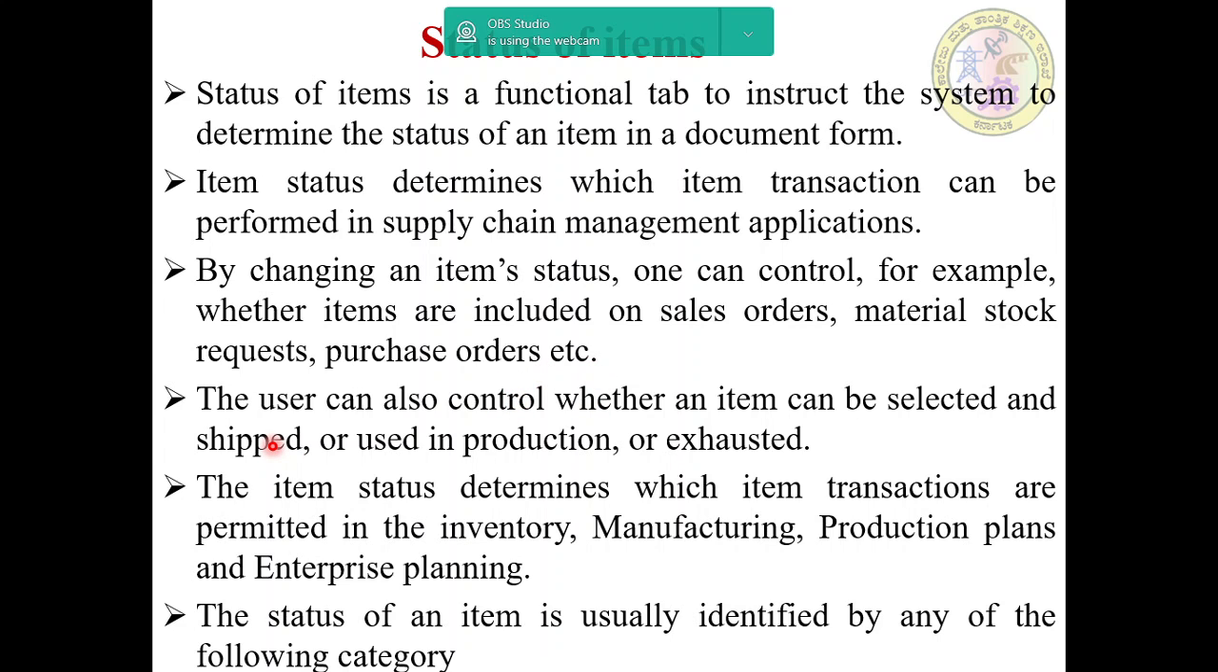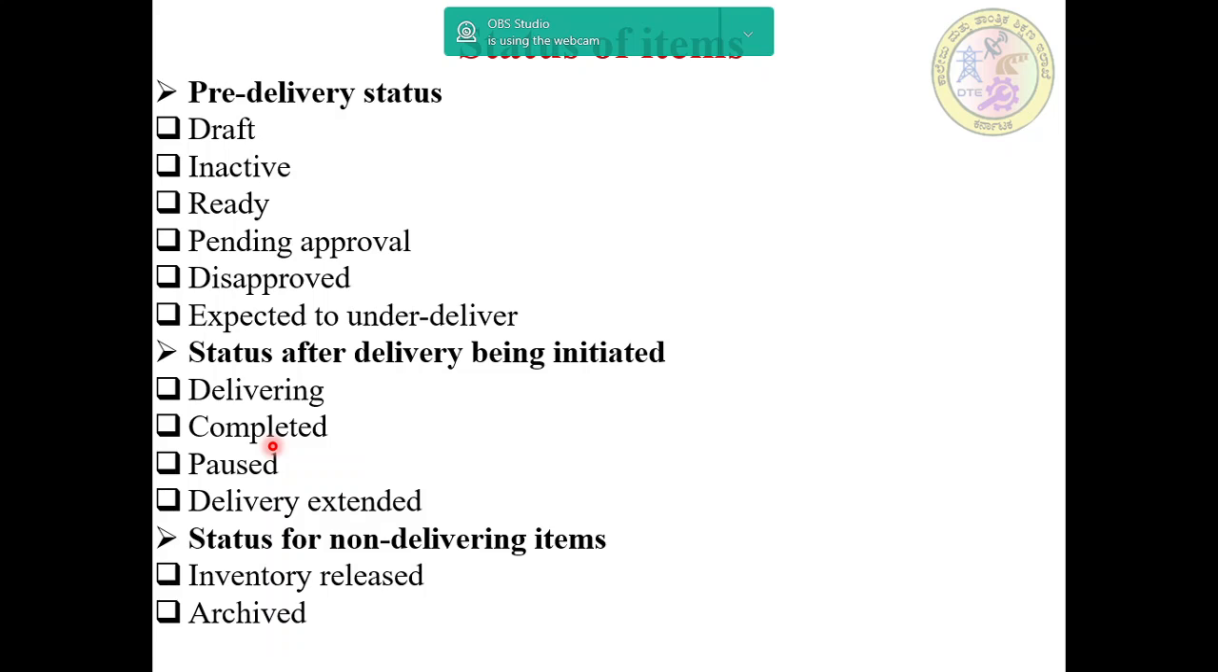The user can also control whether an item can be selected and shipped or used in production, or whether it may be exhausted. The item status determines which item transactions are permitted in the inventory, manufacturing, production plans, and enterprise planning. The status of an item is usually identified by any of the following categories. We will discuss them one by one.